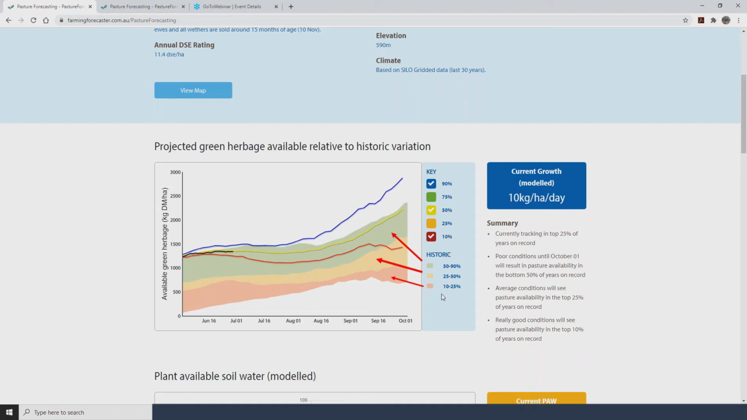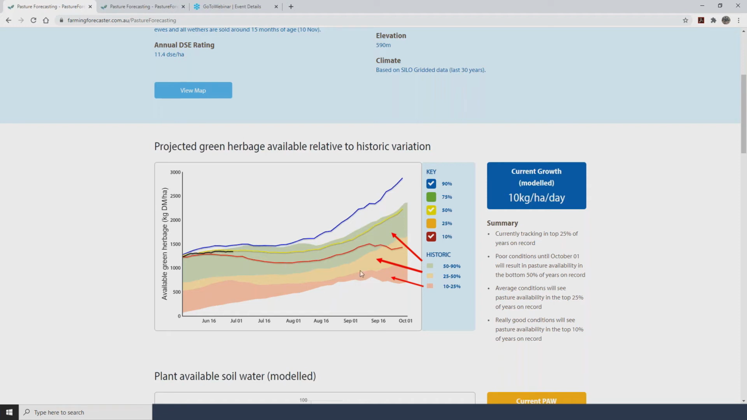The red zone is the 10th to 25th percentile band, and if pasture conditions were down in this sort of red territory, that would be indicating that pasture for this period is likely to be sitting well below average for this time of the year. So it'd be in the bottom 25% of years.